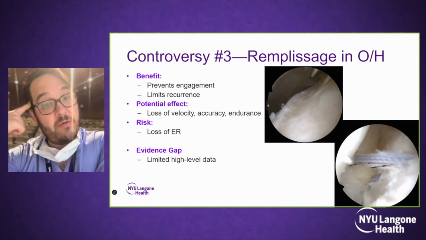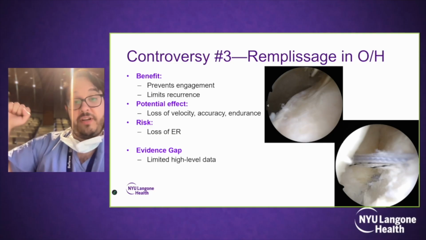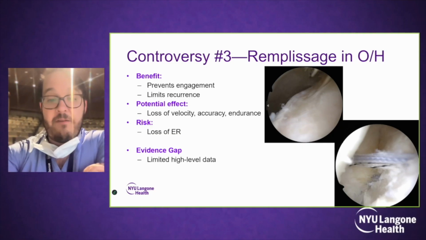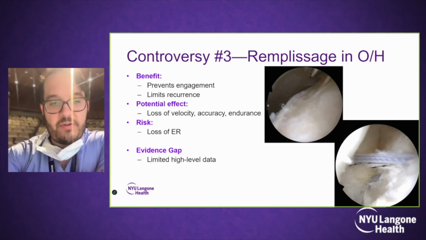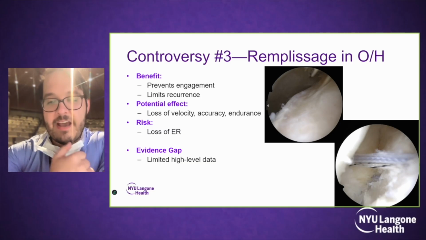But for our overhead throwers, that might decrease their velocity. That might limit just a hair, a couple degrees of external rotation. For you, me, a football player, it probably doesn't matter if you lose between 3 and 10 degrees of external rotation, which is what studies show. But if you're a pitcher, if you're a shortstop, if you're an outfielder, that could be the difference between a scholarship and giving up baseball. So remplissage in overhead athletes is still a bit under investigation. We have very limited to no high level data, but this is something that we try to avoid if we can.